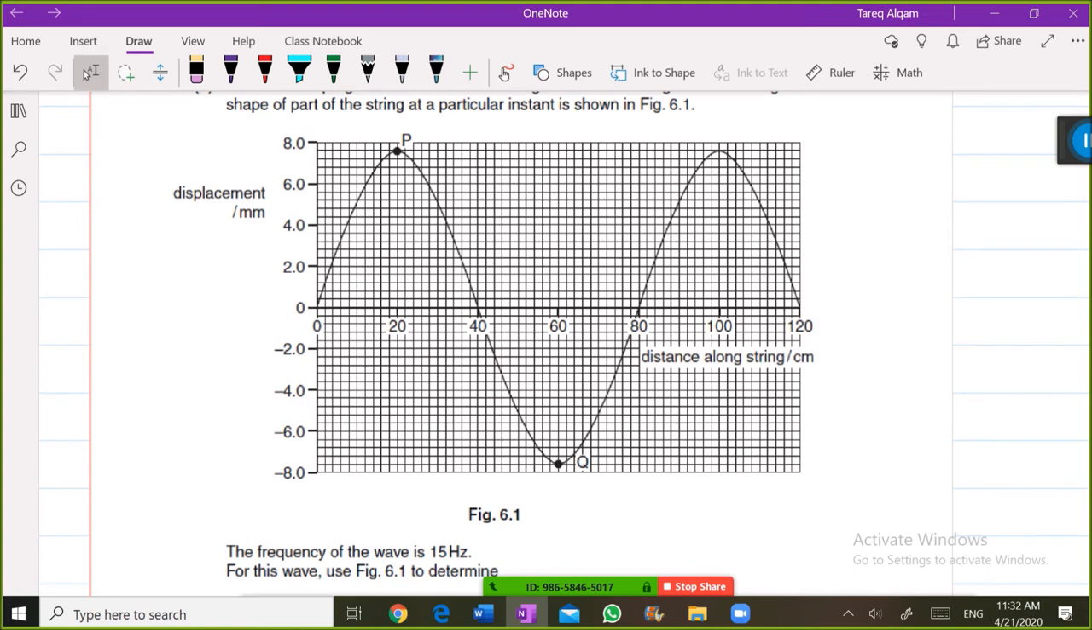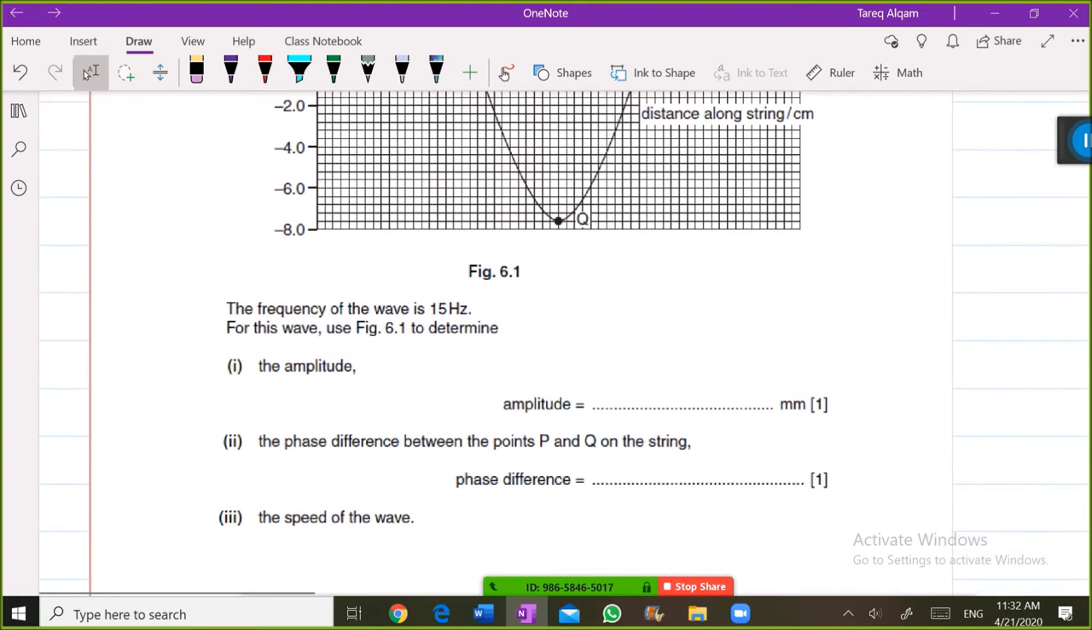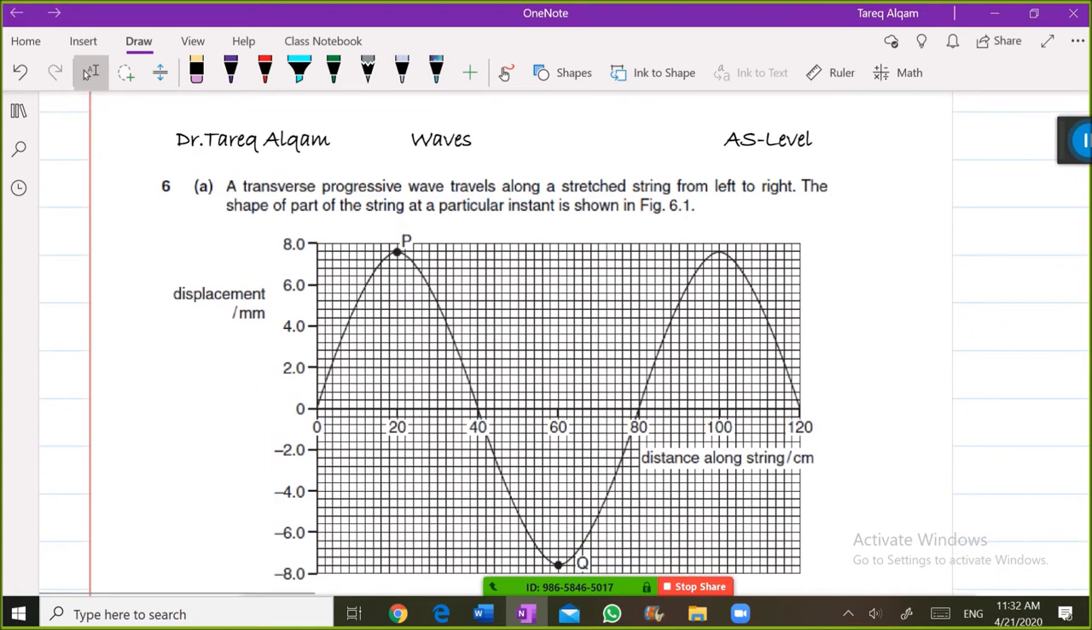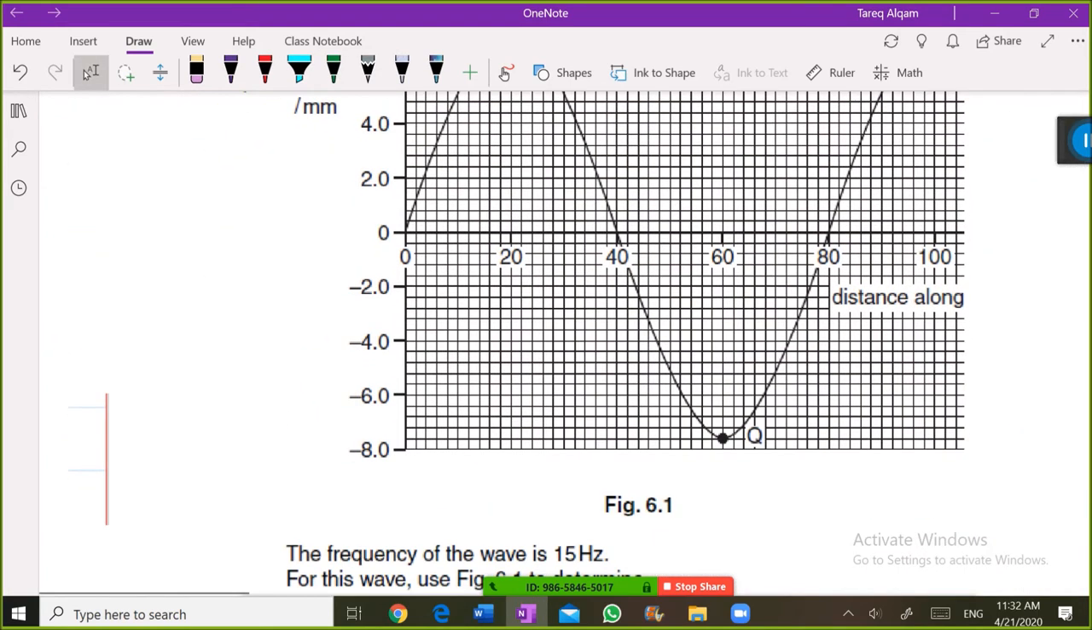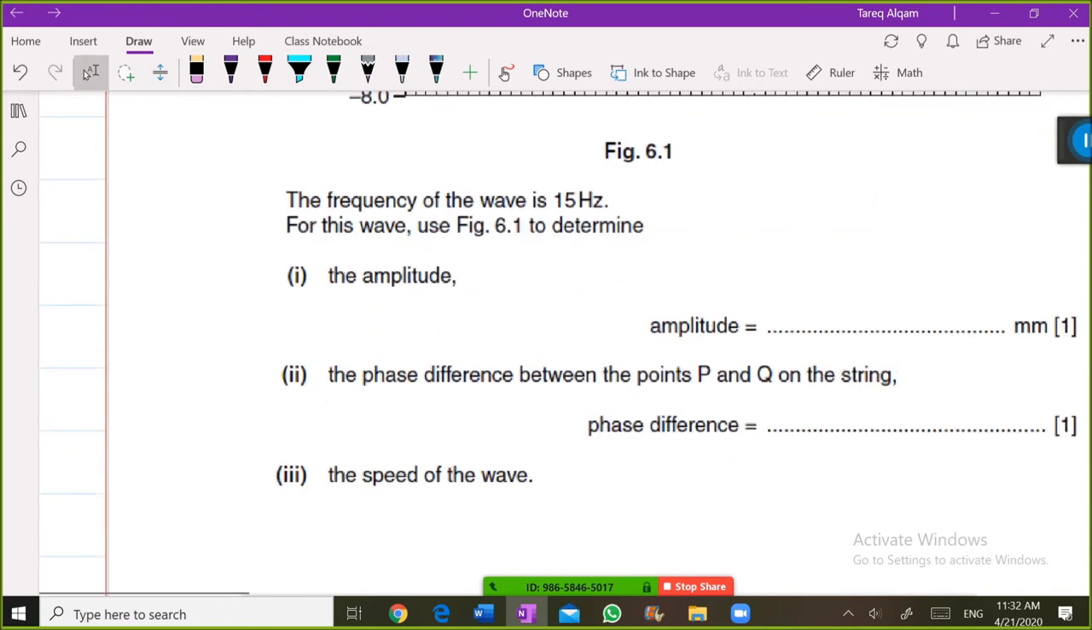I think it's 7.8 amplitude, right? There you go. This is 6, this is 8. Every subdivision here is 0.4. 6.4, 6.8, 7.2, 7.8. So here the amplitude is 7.8 millimeters.